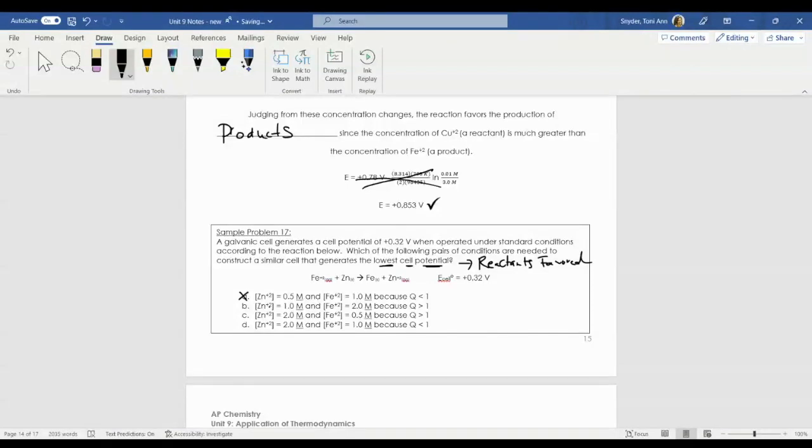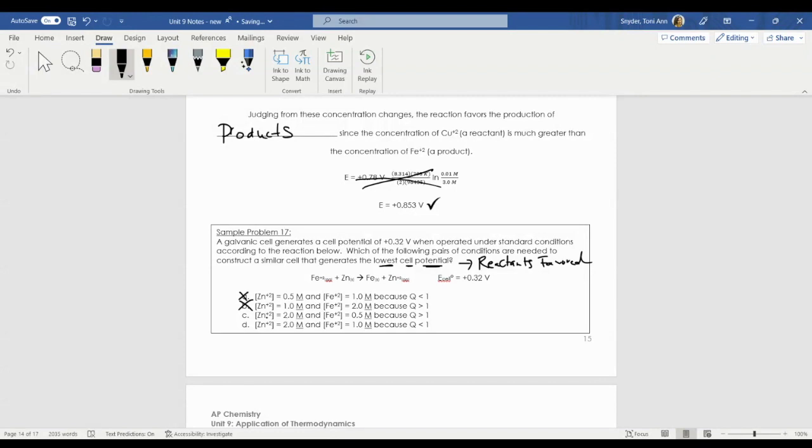Here, I have zinc plus 2 is equal to 1 molar, and iron plus 2 is 2 molar. Okay, well, that can't work. Notice I'm not even reading this second part yet because I just want to know about concentrations. This also can't work because my concentration for the iron solution is greater than the concentration for the zinc solution, so that can't be true.